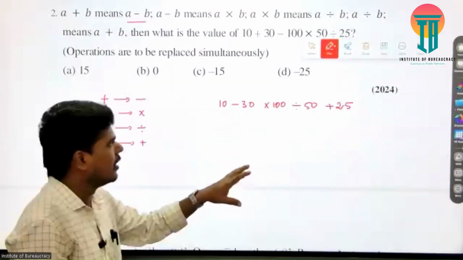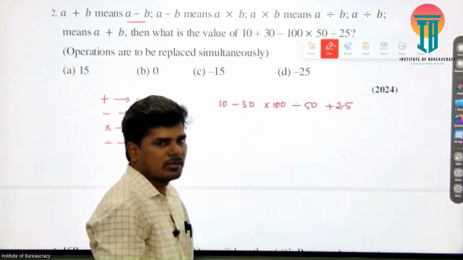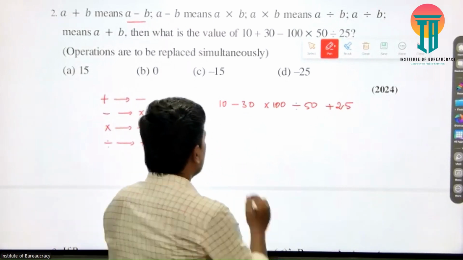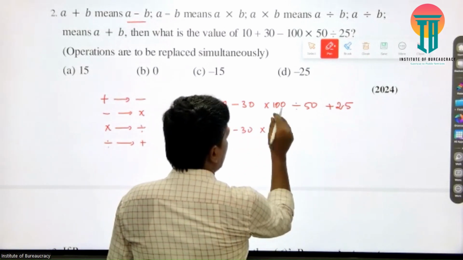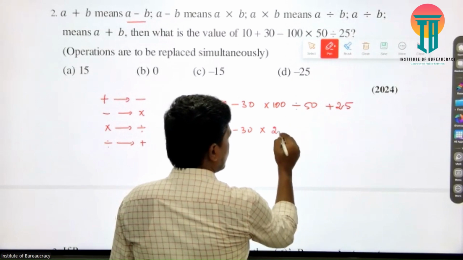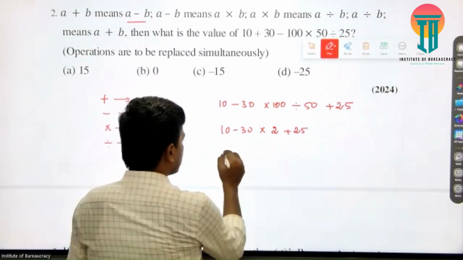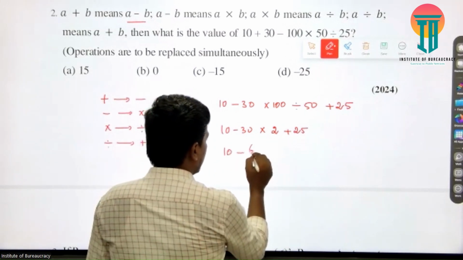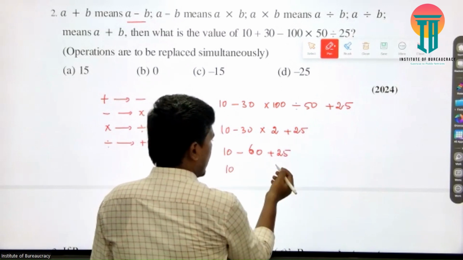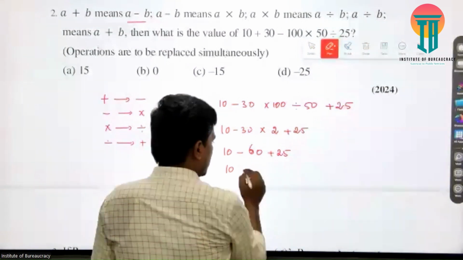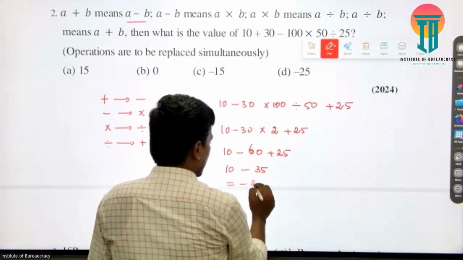Okay, so we replace. After replacing, we have to apply what? BODMAS rule. First, what is that we have to do? We have to divide, right? So it is going to be 10 minus 30. So division is what? 100 divided by 50, it is going to be 2. Plus what? 25. Next, what is that I have to do? I have to multiply. 10 minus, it is going to be what? 60 plus 25. Next, what is that I have to do? I have to add, right? So what is it going to be? Minus 35. 10 minus 35 is going to be minus 20.